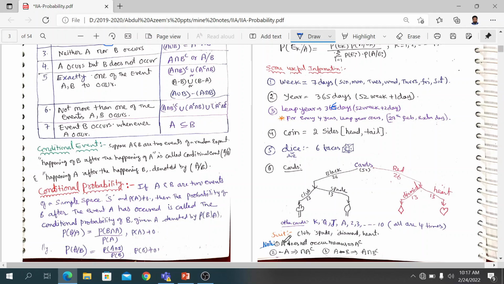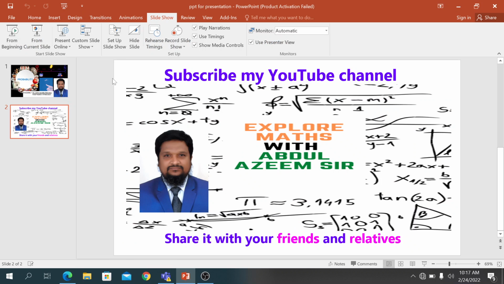Note, A does not occur means A complement, and A minus B is equal to A intersection B complement. Okay.